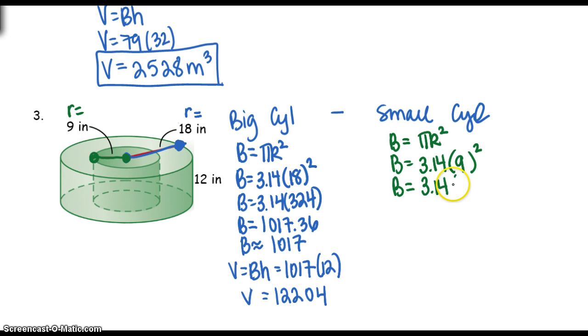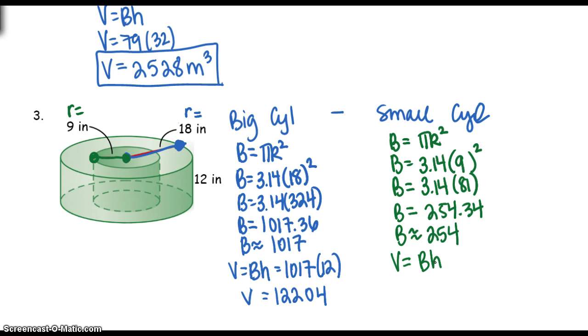So 3.14 times 81. Then we type 3.14 times 81 into the calculator, and we end up getting 254.34. And we have to round this to the nearest whole number. So this base is going to be approximately 254. But we've only found the area of the base. We still have to find the volume. And the volume is the area of the base times the height.